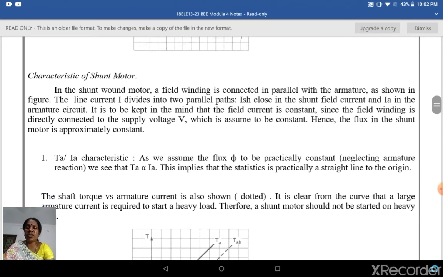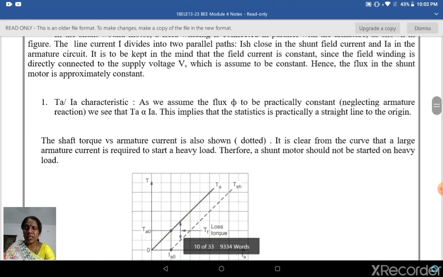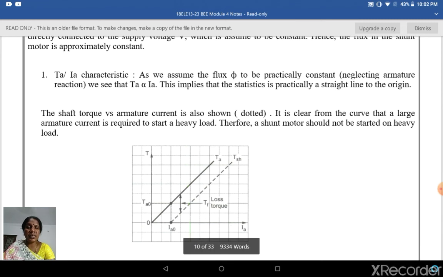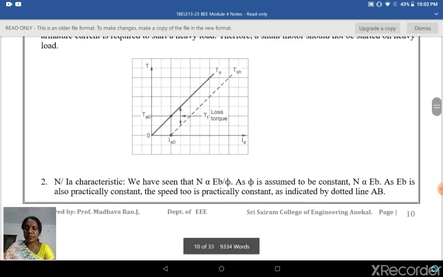Characteristics of a shunt motor. If the field winding is connected across the armature, it is called a shunt motor. When it is connected in series, it is called a series motor. For the shunt motor, torque versus Ia: as we assume the flux to be practically constant, this implies that the characteristic is practically a straight line through the origin.